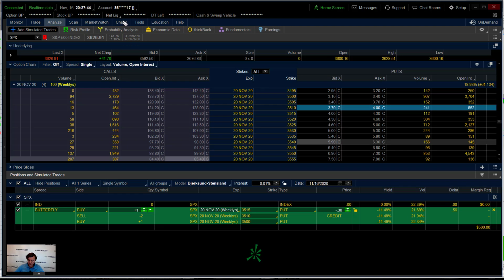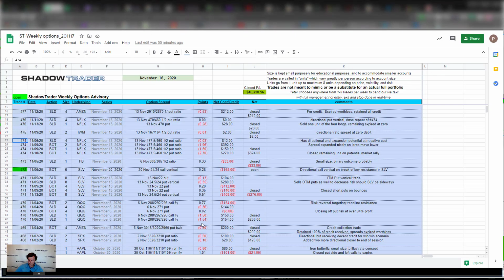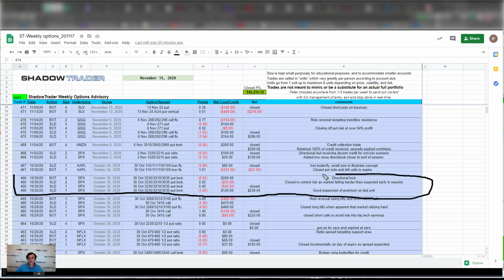Let's look at a real-life example of the BWB that we did recently, actually in SPX. And for that, we're going to go down to trade number 466 recently. And that's this one. In this case, we bought a put broken wing butterfly on the SPX, 4 units again, which was a 3230, 3210, 3035. And we received a 50-cent credit for that.